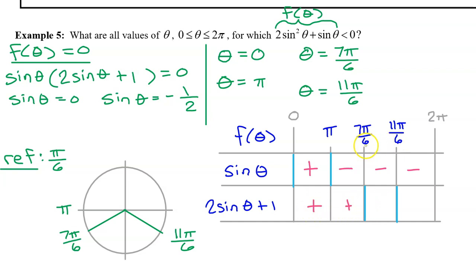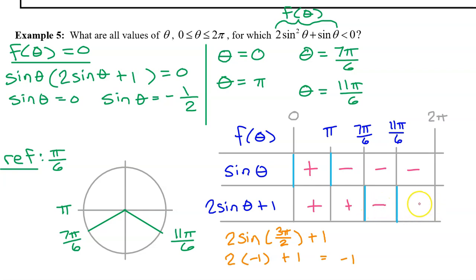What would be a good test value to use on this interval? Between 7 pi over 6 and 11 pi over 6 falls 3 pi over 2. So let's evaluate 2 times the sine of 3 pi over 2 plus 1. The y value, and thus the sine at 3 pi over 2, is negative 1. So this is going to be 2 times negative 1 plus 1. This is negative 2 plus 1, which is equal to negative 1. What matters is that this factor is negative on this interval.